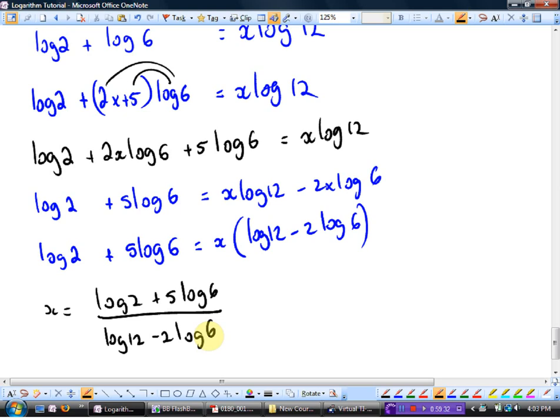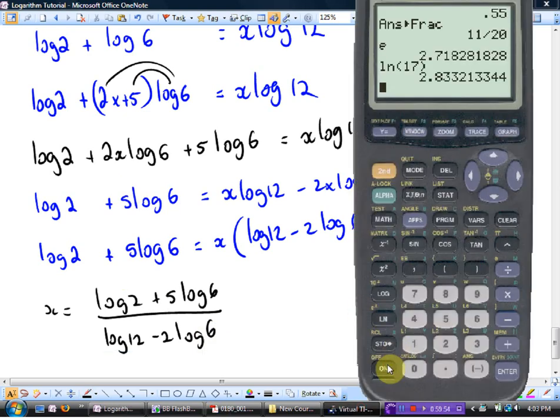Then the last thing. Every one of you, no exceptions, get your calculator out, because it ticks me off how many kids get to this line and then can't get the answer. So how would you type this? Well, first of all, since I have a top and a bottom, I'm going to put the entire top in brackets and then divided by, and the entire bottom in brackets.